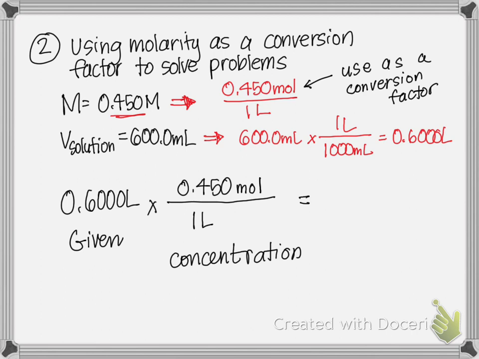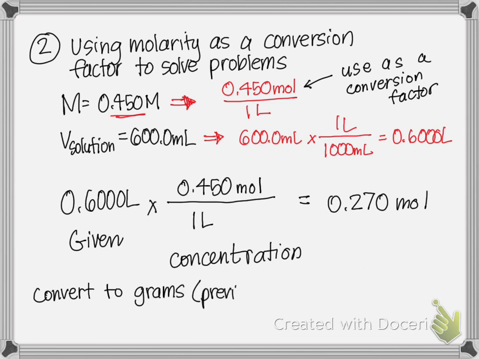So we get the same thing that we had before, 0.6 times 0.450, and that gives us 0.270 moles. And then we would have to convert to grams, which I showed you on the previous page. I don't think I have to do it again, but you see we got the same answer. So again, you don't have to do it this way. I just want you to see an alternative.